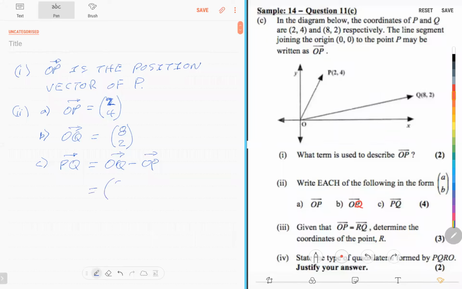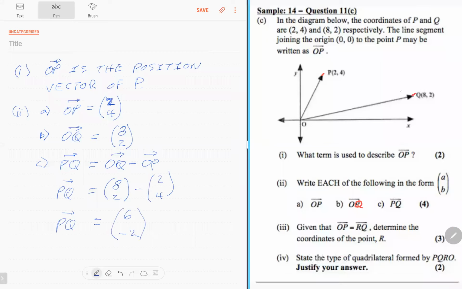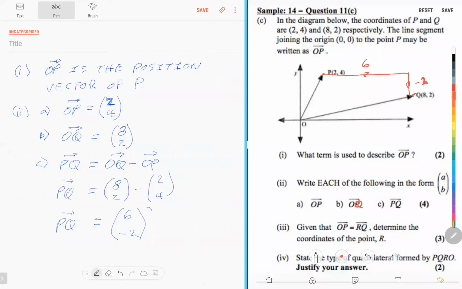The OQ is 8, 2 minus the OP is 2, 4. And so that works down to 6, negative 2. 6, negative 2 is the vector PQ. Right, and remember now, when you're doing vectors, anything you get by calculation must match the diagram. So let's show you what this means on the diagram. It means to go from P to Q, you go 6 units to the right and 2 units downwards. So this will be 6 units this way, and then 2 units down to get that vector from P to Q. That's what this means. 6 units to the right, 2 units downwards.